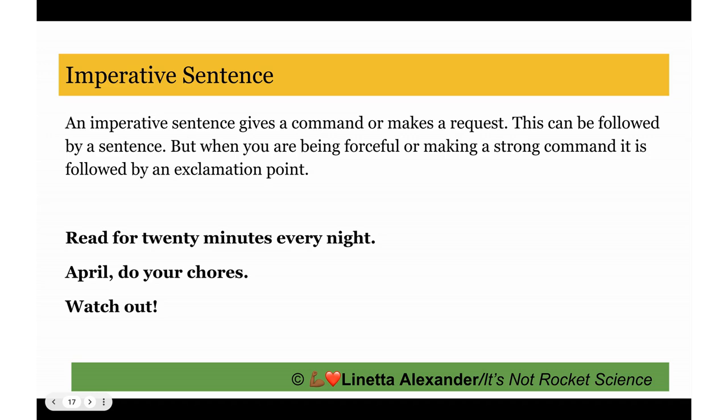Next is imperative sentence. An imperative sentence gives a command or makes a request. It can be followed by a period. But when you are being forceful or making a strong command, it is followed by an exclamation point. For example, here are some imperative sentences. Read for 20 minutes every night. April, do your chores. Watch out!